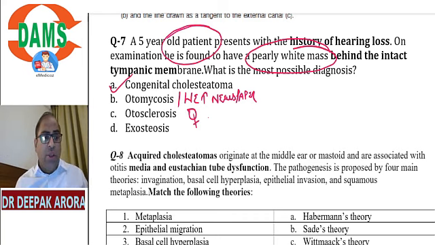Out of these 4, anything is given, I will be going for option C. Very good, very nice, Dr. Sakshi. Excellent. It is wet newspaper like appearance. Exosteosis. What is exosteosis? Surfer ear. Absolutely. Very good. Excellent. Nice.